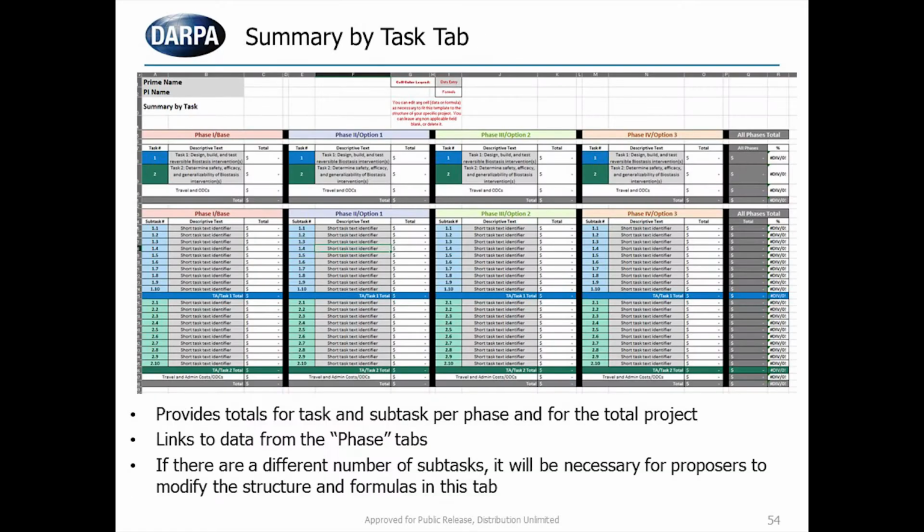And again, once the template is set up to reflect your specific project, all of this will be automatically calculated for you. Then there is the summary by task tab. Very similar to some of the other ones, the main goal here is to simply show what the cost is overall for each task and subtask. And again, it will roll up automatically from all of the more detailed data entry tabs you work with.